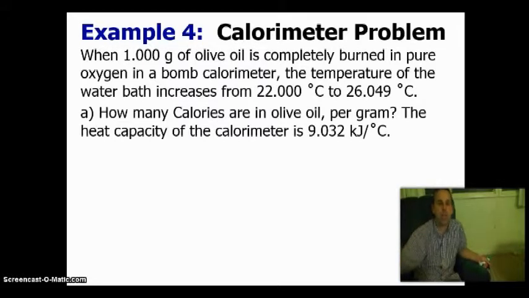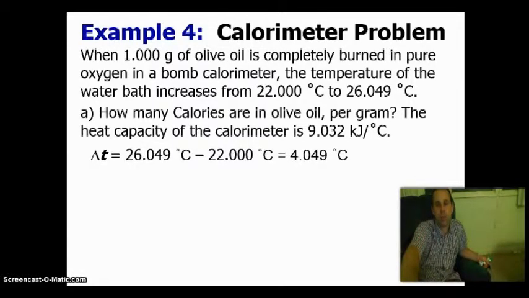So when we have a chemical reaction like this, where we take a gram of olive oil and burn it in a bomb calorimeter, we see the temperature of the water bath increasing from 22 to 26.049 degrees Celsius, and from this we can determine how many calories are in a gram of olive oil. The heat capacity of the calorimeter in this case is 9.032 kilojoules for every degree Celsius. All right, so I can take the change in temperature, 26.049, final, minus the initial, 22.0. That'll be my change in temperature, 4.049.